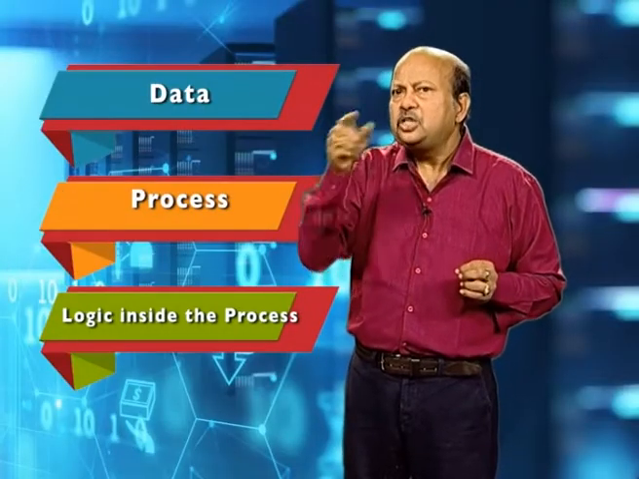So, once you know what the problem is, how the data is collected, what type of data is required, how frequently and in what volume the data is required, then you go for what processes are involved in the entire information system. Once you know the detailed process, you find out what the logic is inside each process. So, these are the three things: the data, the process, and the logic in the process.